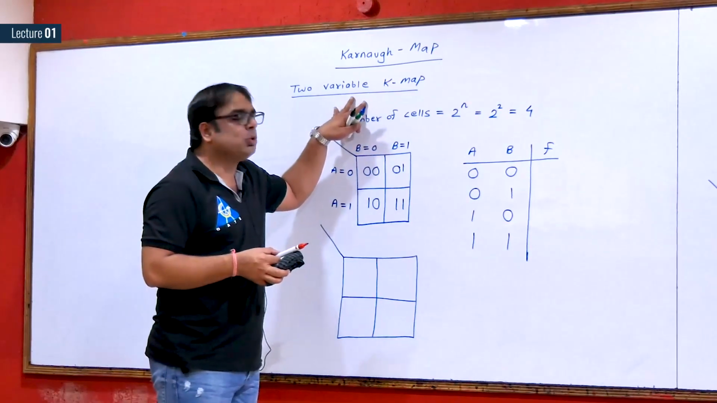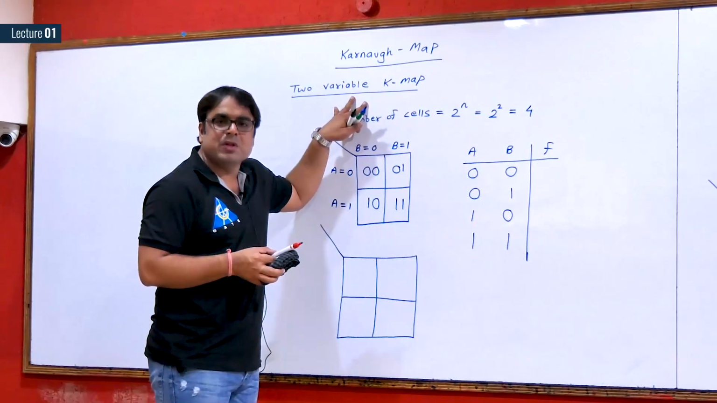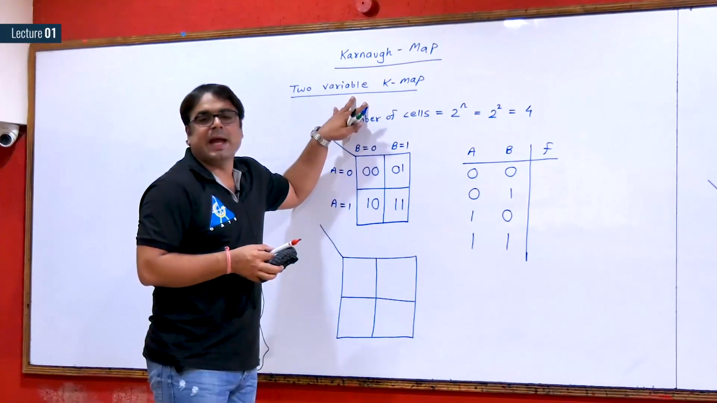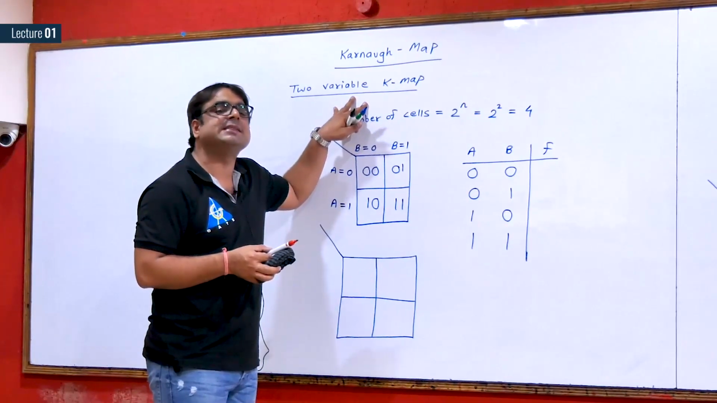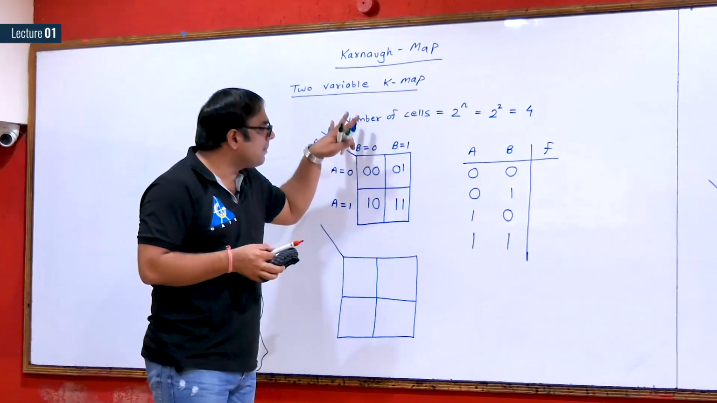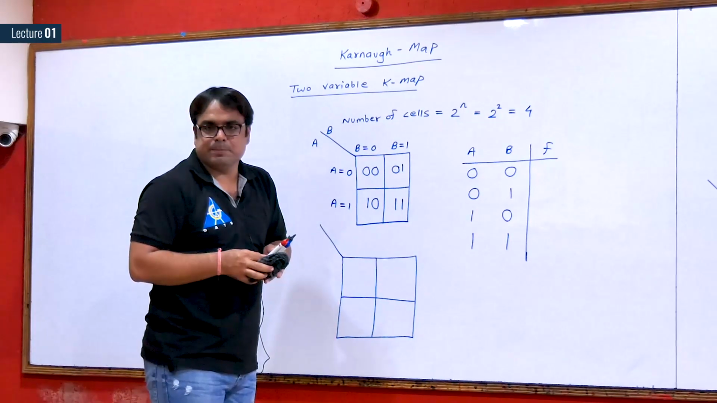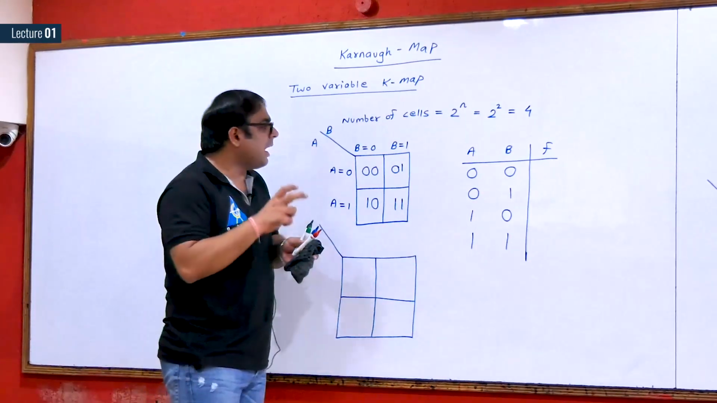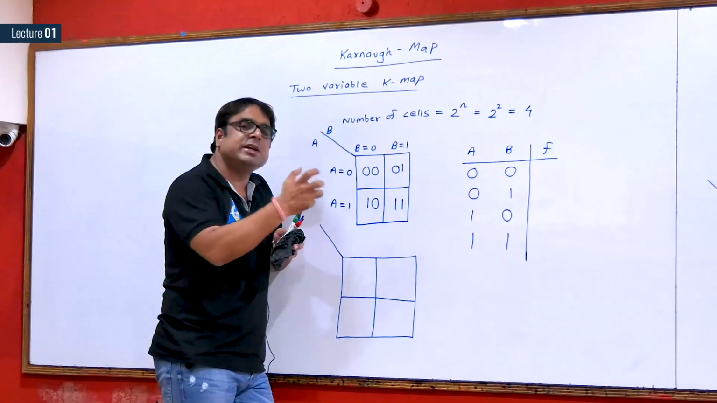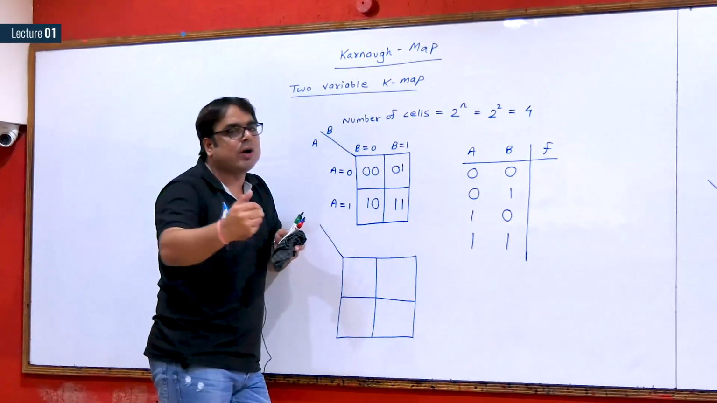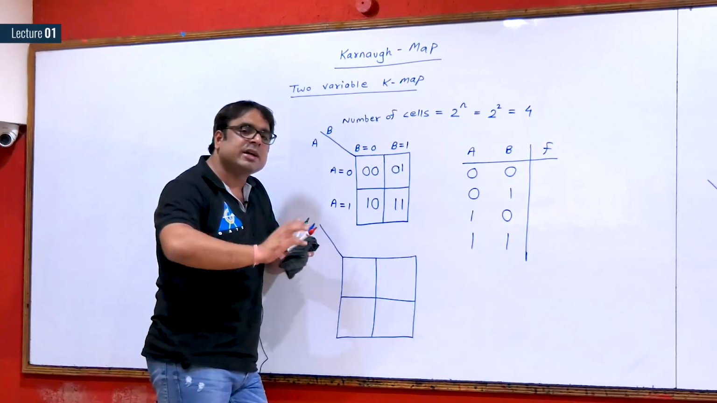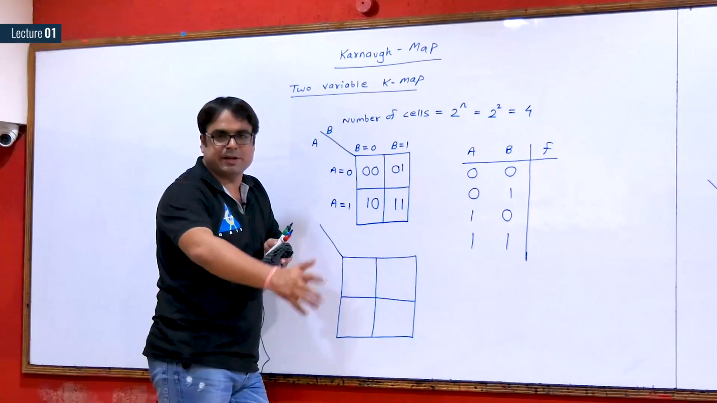Starting with two variable K-map for minimizing two variable expressions. Any Boolean function of two variables which we want to minimize using K-map, we are going to discuss here. Now see, the minimization is the same whether we do it using Boolean algebra or using K-map. So that is why we will study both of them simultaneously.